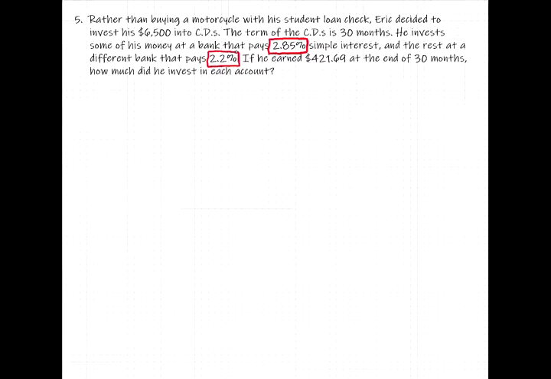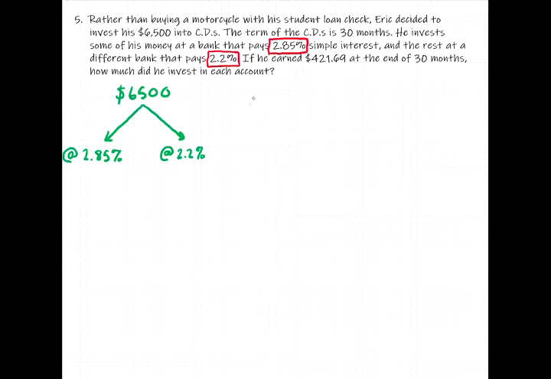That could be $6,000 in one and $500 in the other. It could be $3,000 in one and $3,500 in the other. We don't know how that $6,500 is split up. So we basically have $6,500 and it's split between two accounts. So part of it is invested at 2.85% and part of it is invested at 2.2%. Okay, so we have two unknowns here.